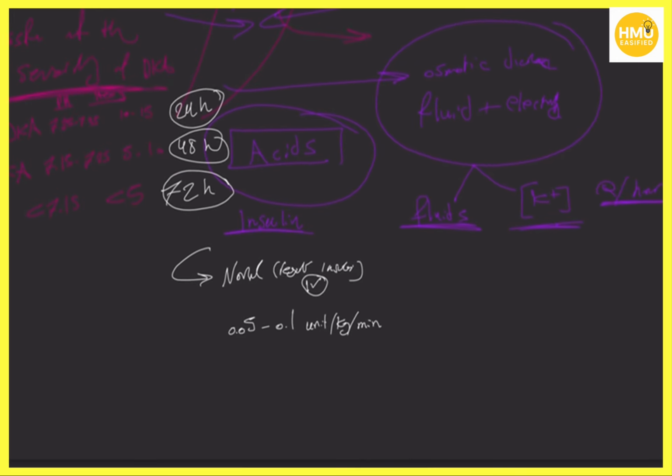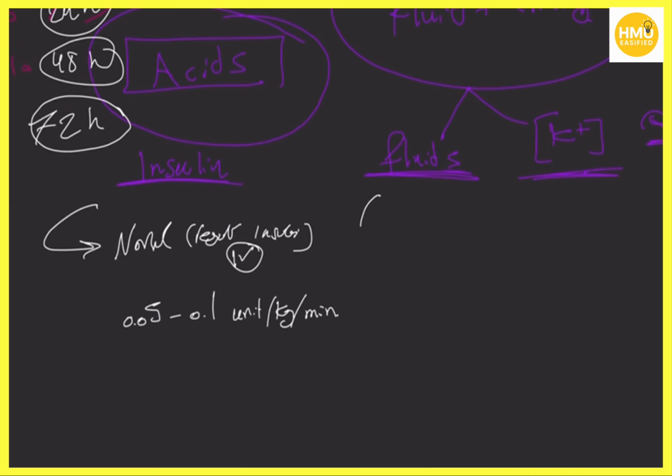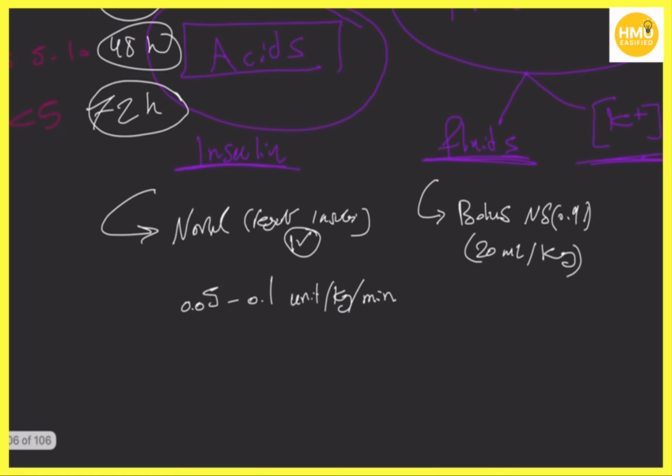Okay, now for fluid, you should give a bolus of normal saline, which is 0.9%. And obviously this is 20 ml per kg. Not per hour, sorry, because this is a bolus. So we're going to give it instantly. Whereas here, it's actually an infusion, not a bolus.